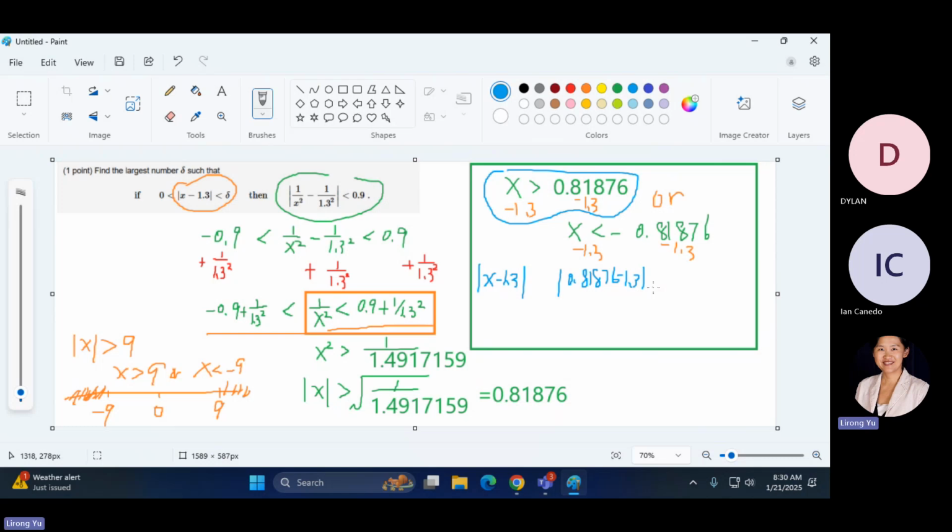Does that answer your question? Essentially, this inequality provides one boundary for the absolute value of x minus 1.3, and the second inequality provides another boundary. Whichever is smaller should be the boundary that we're shooting for.